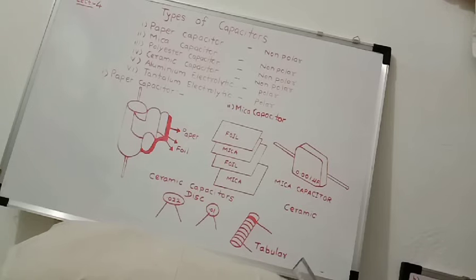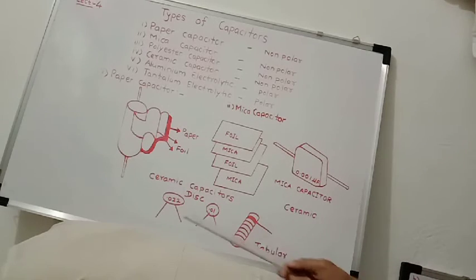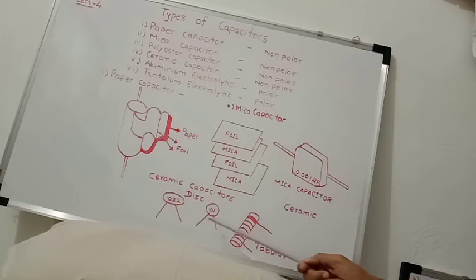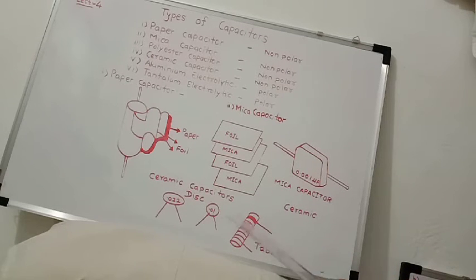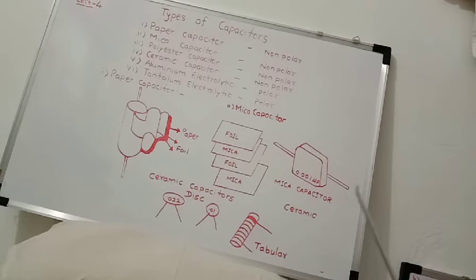Now its capacitance range is from 3 picofarad to 2 microfarad. This is the capacitance range of a ceramic capacitor. It is a non-polar capacitor, and its voltage range is from 3 volt to 6000 volt. This is the voltage range of a ceramic capacitor.